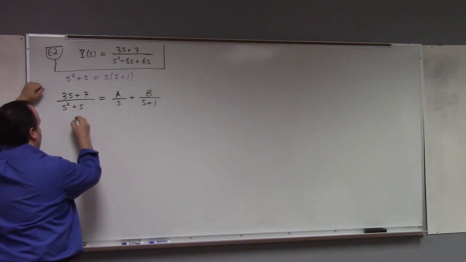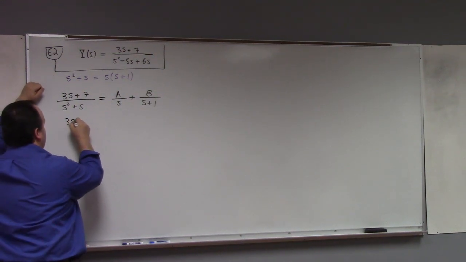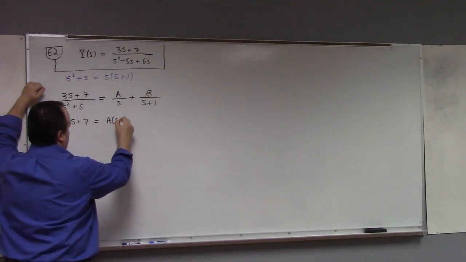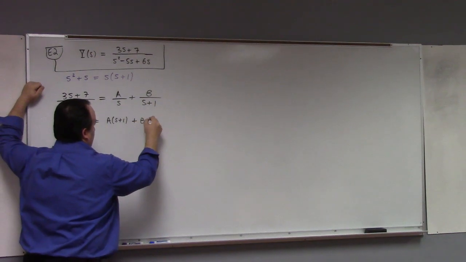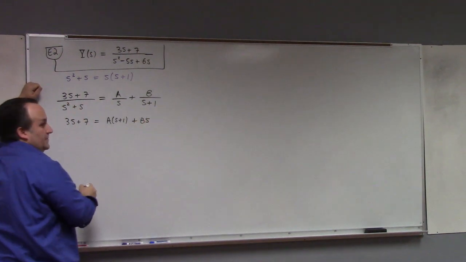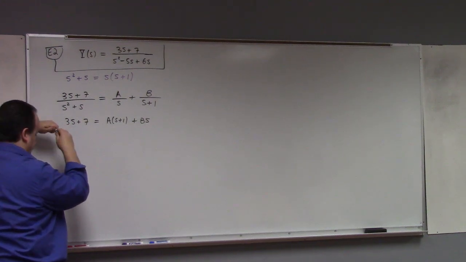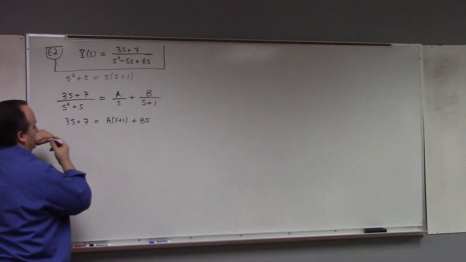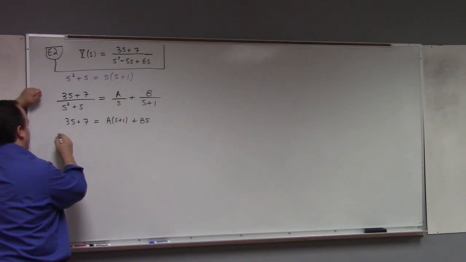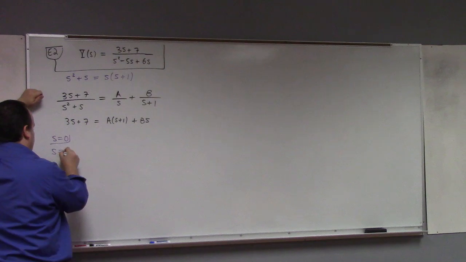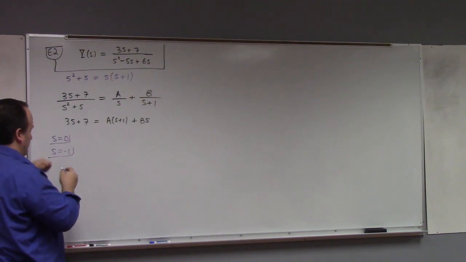And then multiply by the denominator, we get 3s plus 7 is equal to A times s plus 1 plus B times s. All right? And then let's see here. We'll look at s equal to 0, s equals to minus 1. See what that does for us.